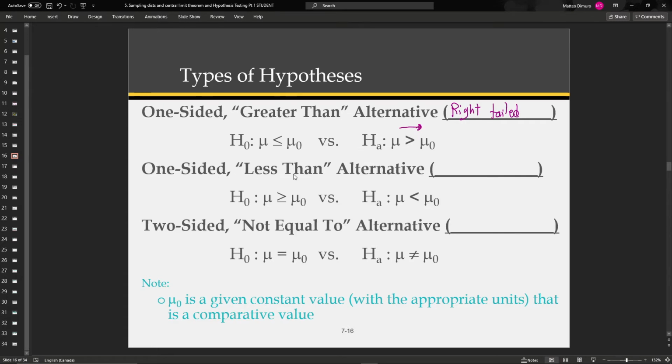The one-sided less than alternative tests are called left-tail tests. And what are you going to notice? Well, the null hypothesis is that the mean is greater than the sample mean, and the alternative is less than, so the population mean is less than the sample mean. So again, this sign points to the left, that's how you know it's a left-tailed test. Now you can also have a two-sided test, where you'll generally see the words not equal to in the question, and we call that a two-tailed test.